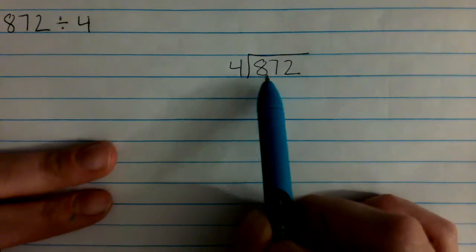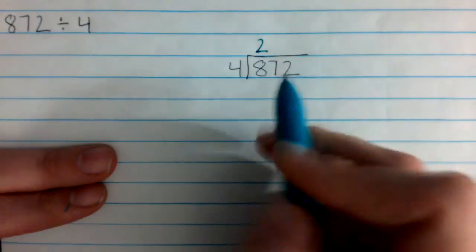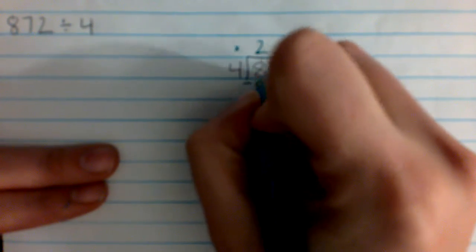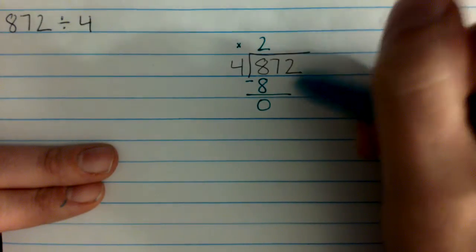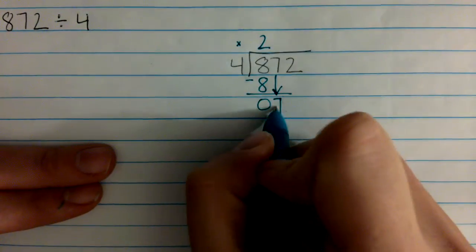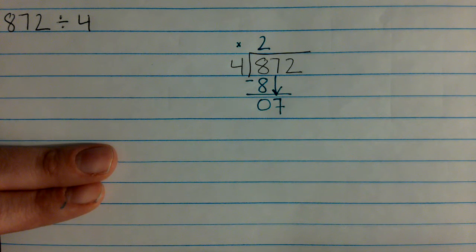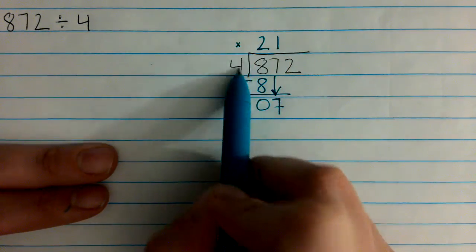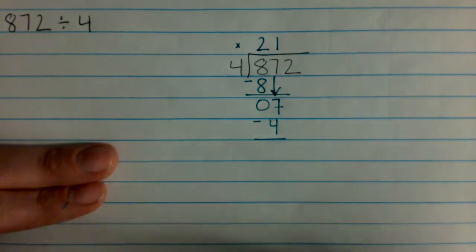Okay, let's see. 4 goes into 8 2 times. You got to know your multiplication facts. 2 times 4 is 8. So I'm going to subtract 8. That leaves me 0. So now I've got to bring down my 7. Now, how many times does 4 go into 7? Well, 4 times 2 is 8. So it looks like only one time. 1 times 4 is 4. So I'm going to subtract 4. That leaves me with 3.